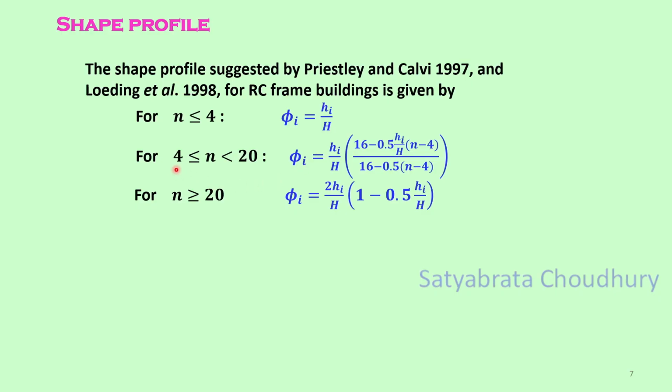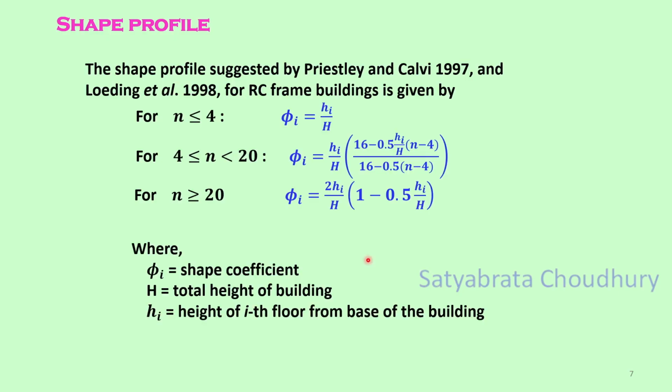In between 4-story and 20-story, the next formula is valid. And if it is more than 20-story, another formula is given here. So through this formula, I can find out the shape profile of any building. Phi I is the shape coefficient.